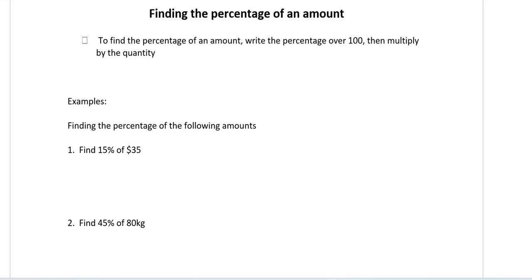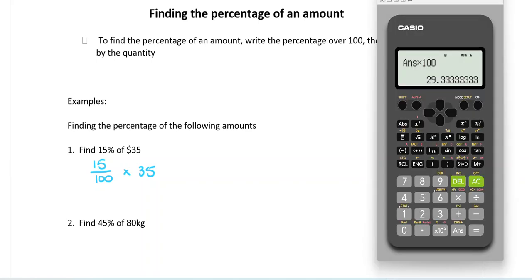So the 15%, a percentage is always out of 100. We write that as 15 over 100. Of means times, and I want to times it by the 35. Okay, so let's type that in. 15 over 100 times by 35.